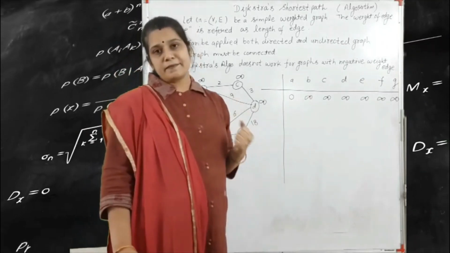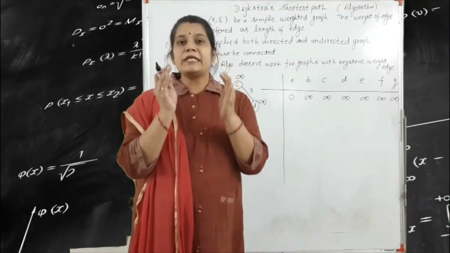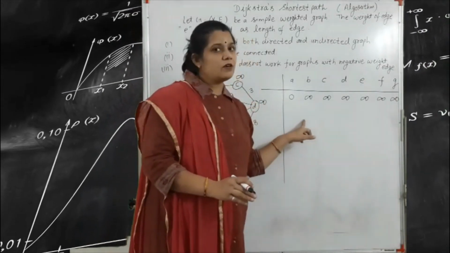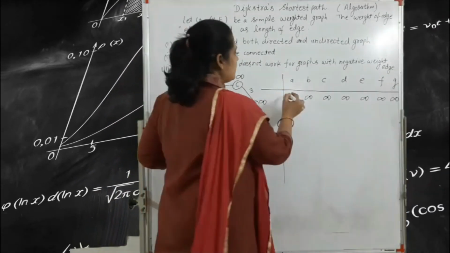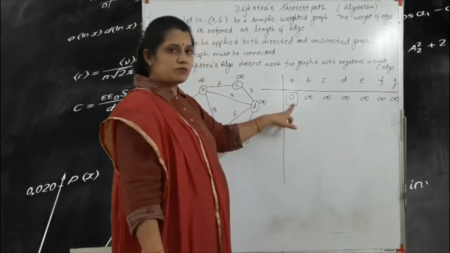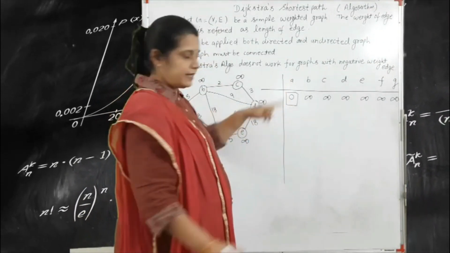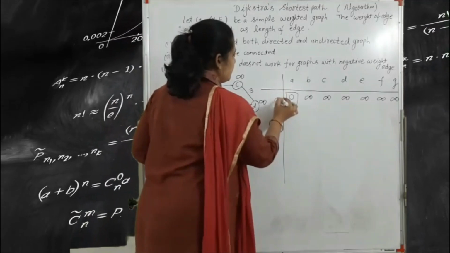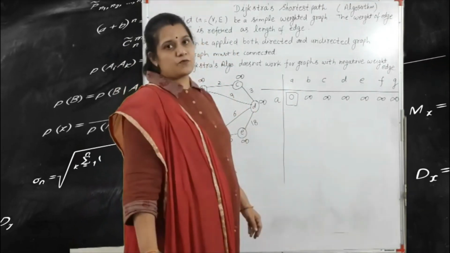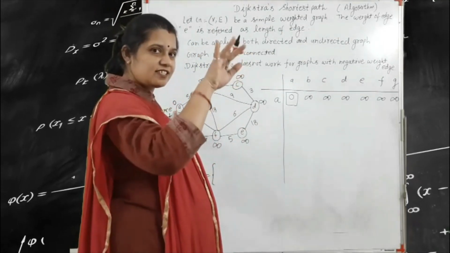Okay. Next step is what? Next step is we consider the minimum value, the smallest value. So what is the smallest value? Obviously 0. So here we draw the block. The smallest value is 0, and 0 corresponds to vertex A. So we write here the A. This is the next step. Next one is what? Here the starting point is A. So we start our journey.